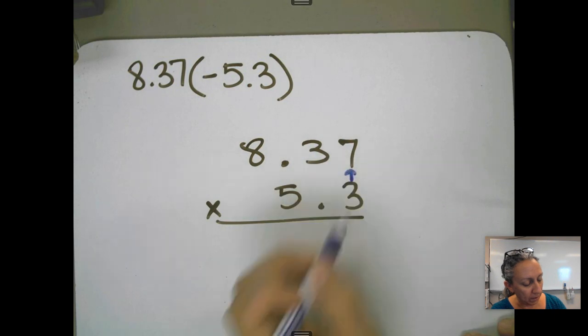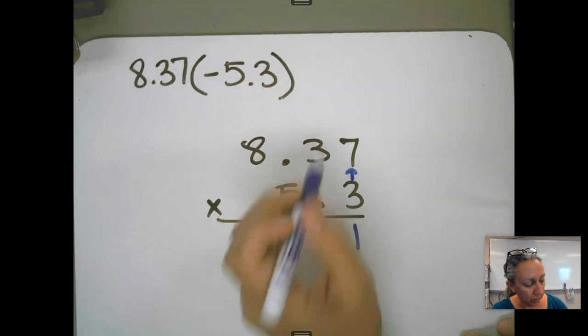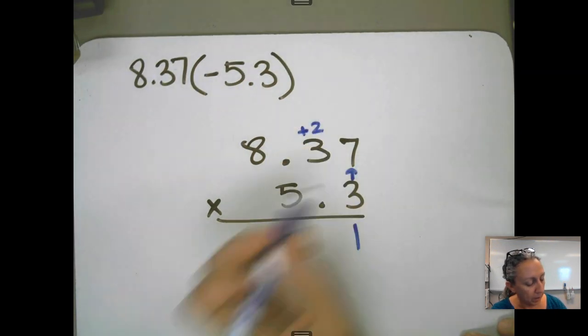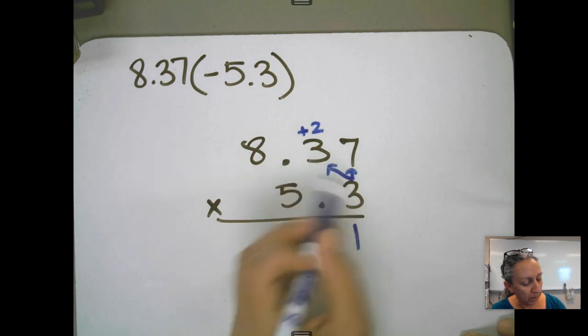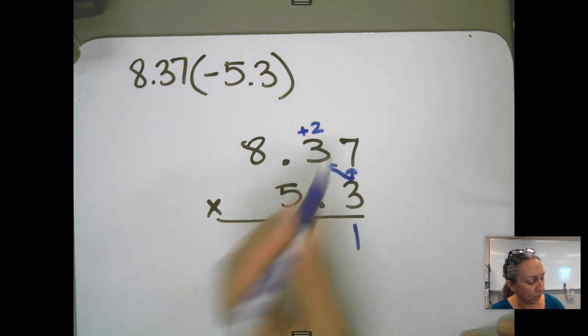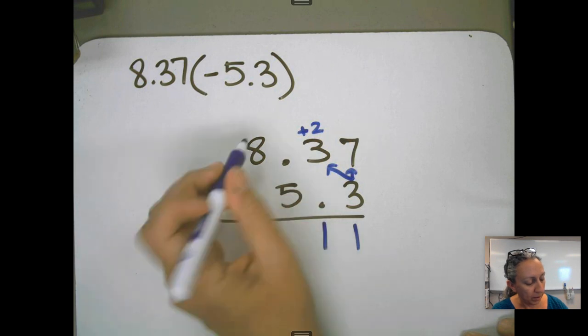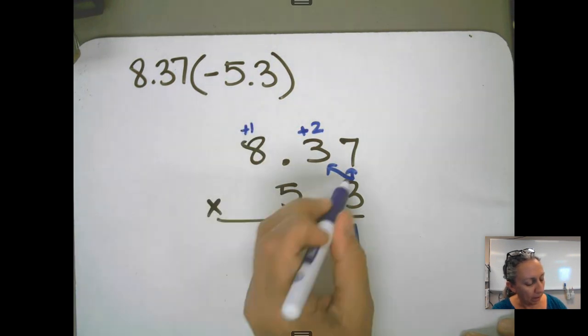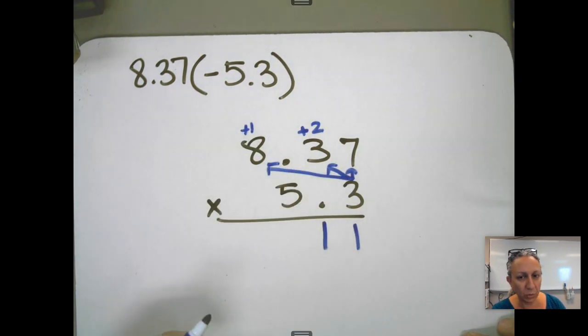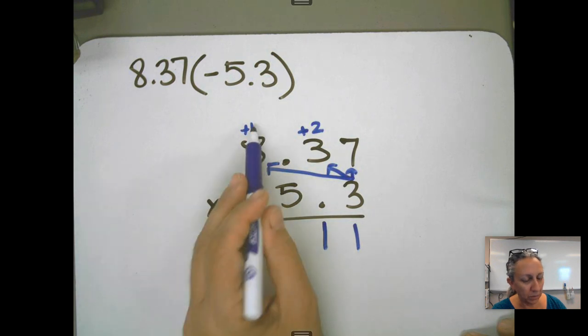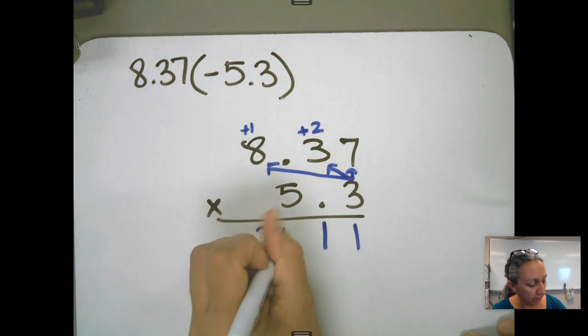3 times 7 is 21. I'm going to regroup that too. And now I'm going to move on. 3 times 3 is 9. 9 plus 2 is 11. Bring that one up. And finally, 3 times 8 is 24. 24 plus 1 is 25.